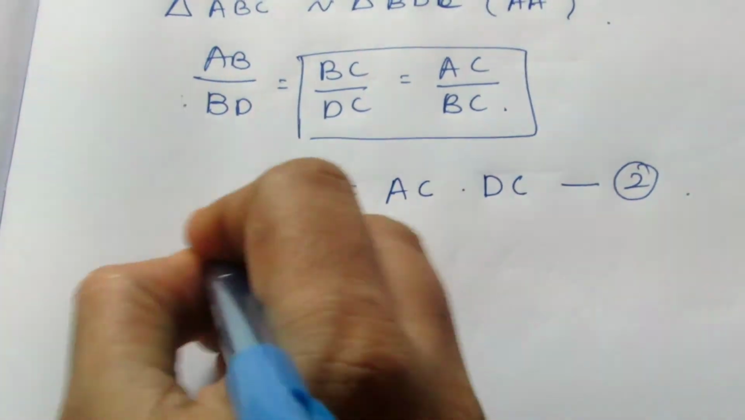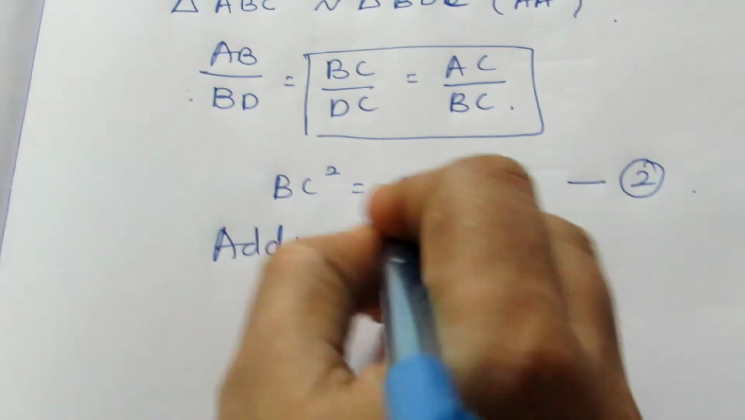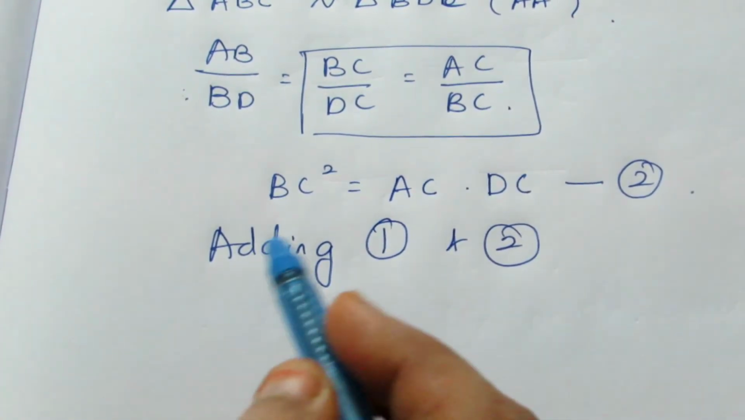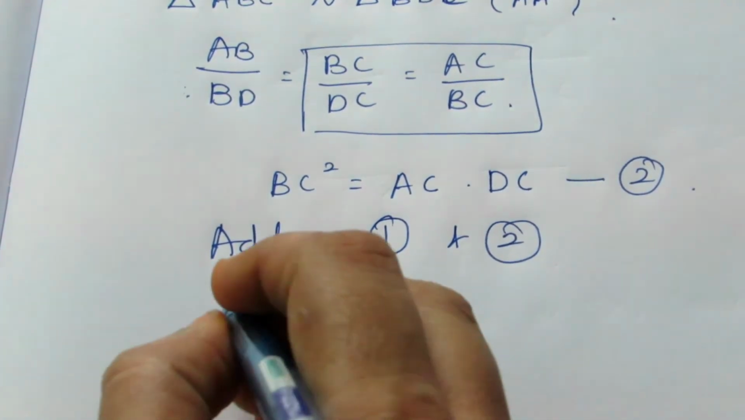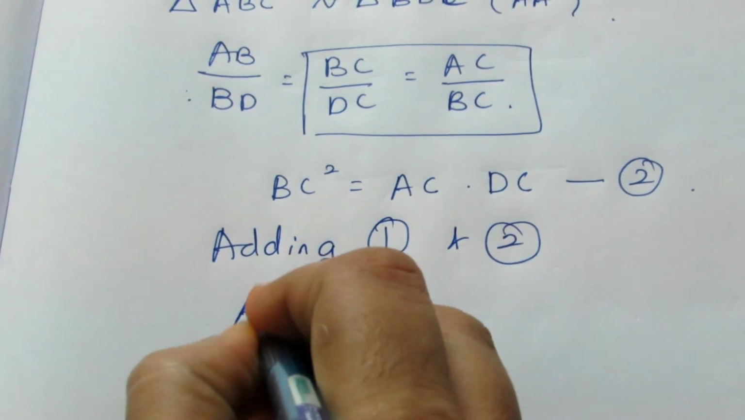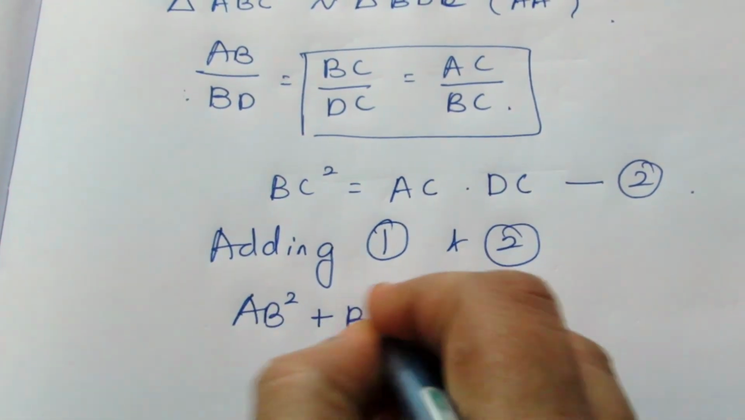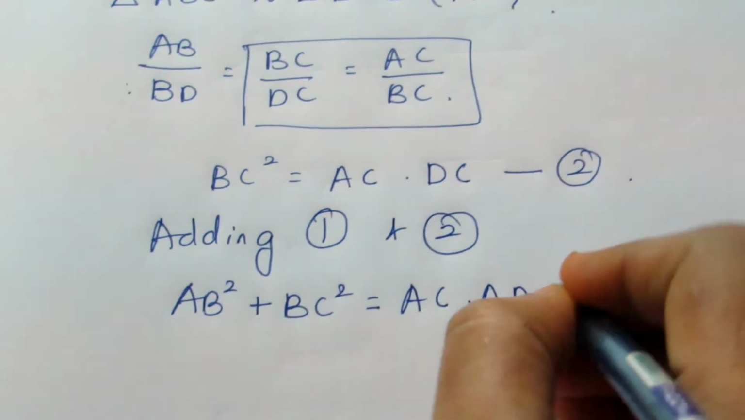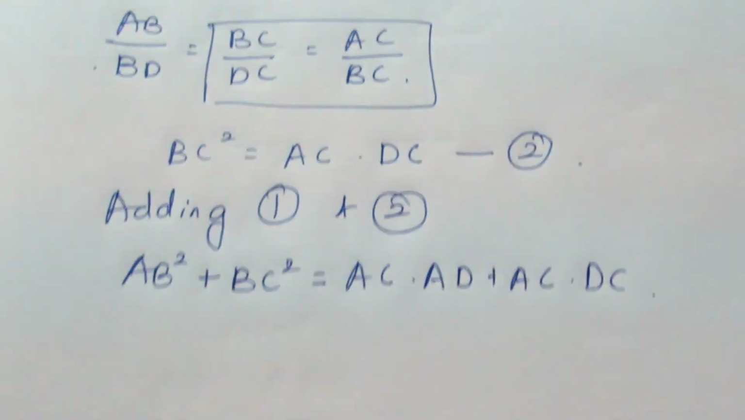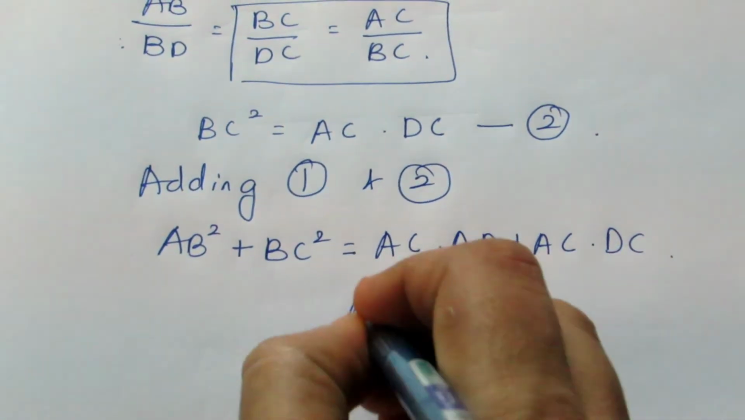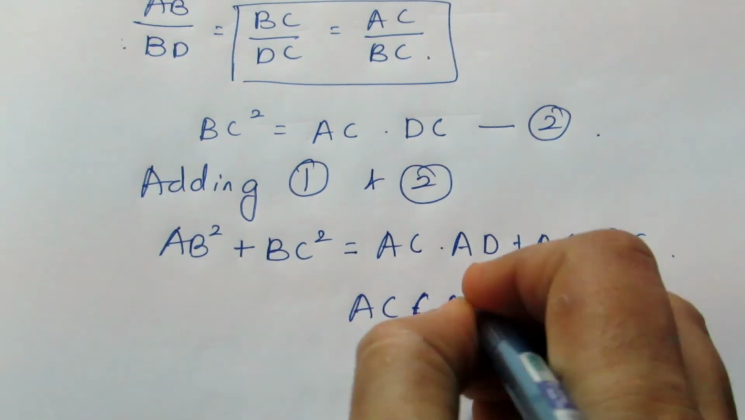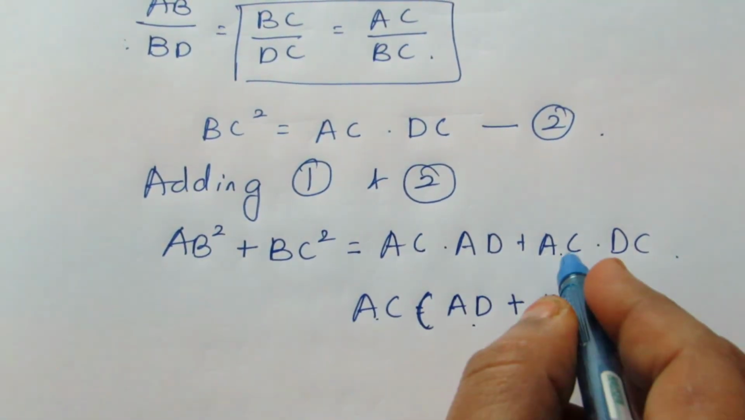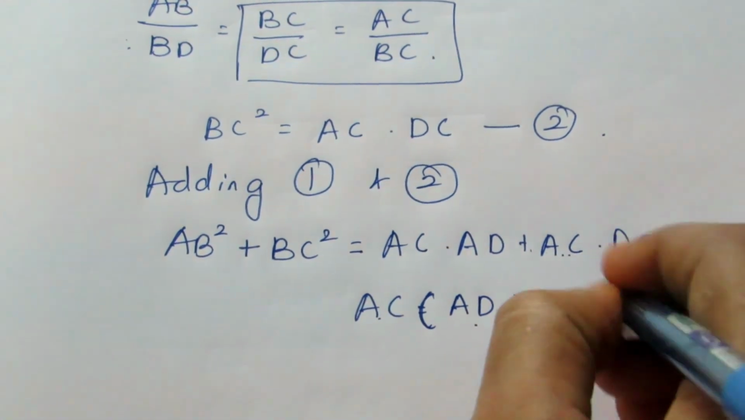Adding equation 1 and 2, we know that equation 1 is AB square is equal to AC into AD. Adding 1 and 2 means LHS we need to add with LHS and RHS with RHS. So AB square plus BC square on the LHS is equal to AC into AD plus AC into DC. Taking common AC, we get AD plus DC. If AC comes out, AD will be inside; in the same way, if AC comes out, the plus will be the same and it becomes DC.